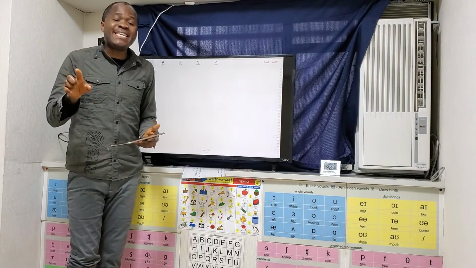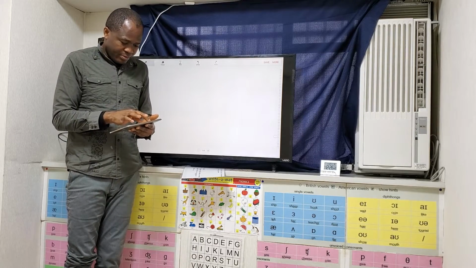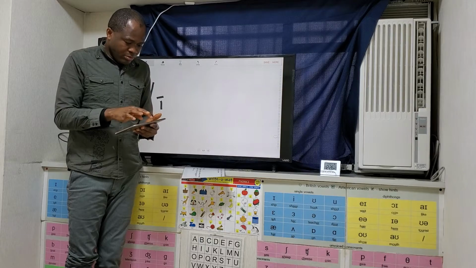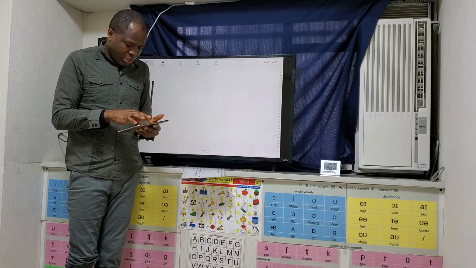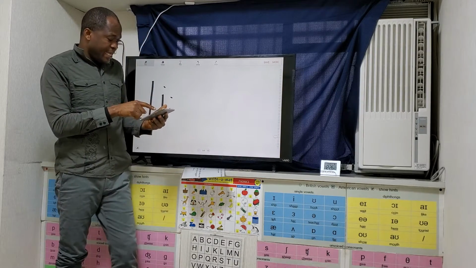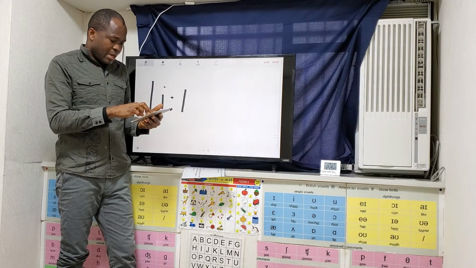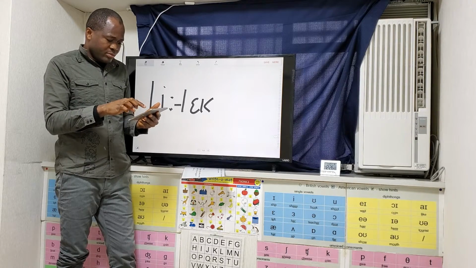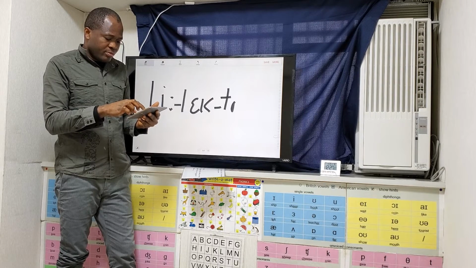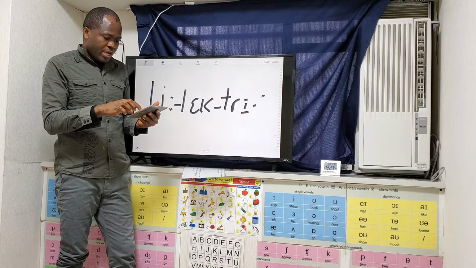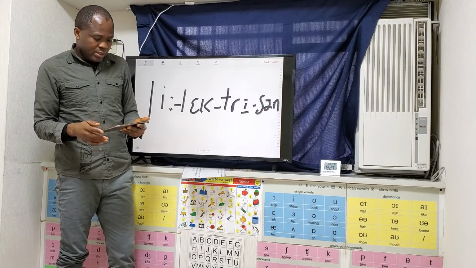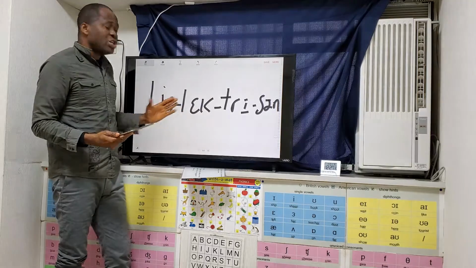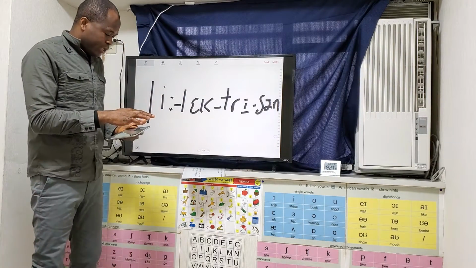Our third is E, the long E. So the long E. This is E. Electrician. So this is the third pronunciation. Let's go now to the American pronunciation because of our time.